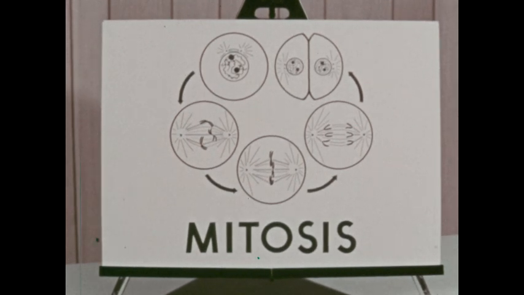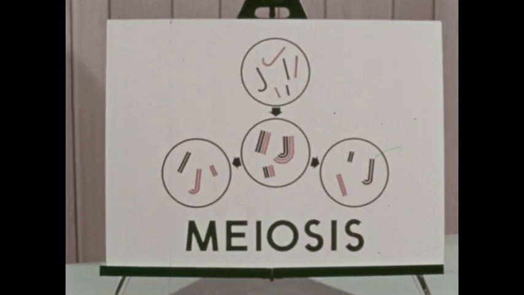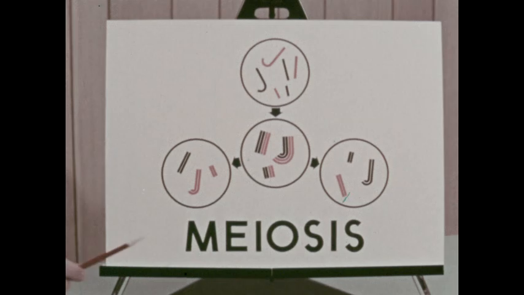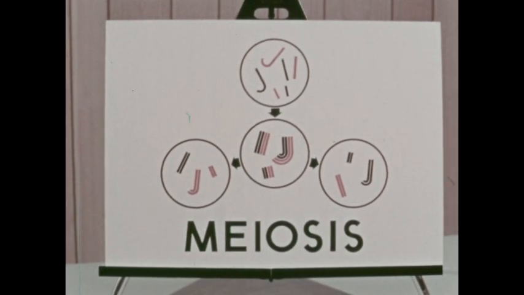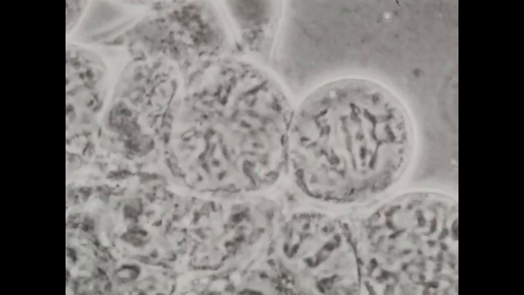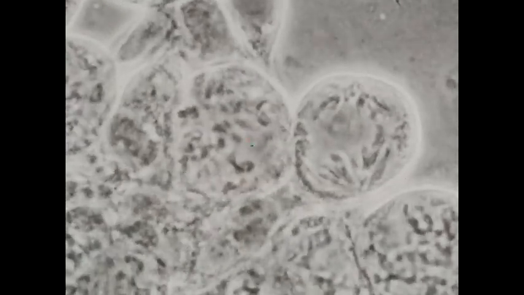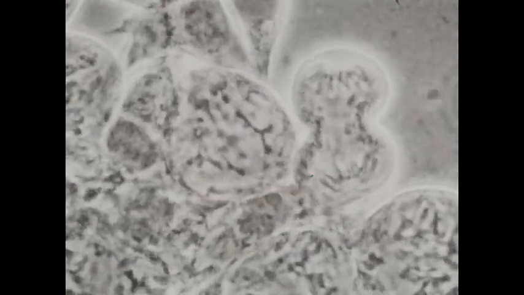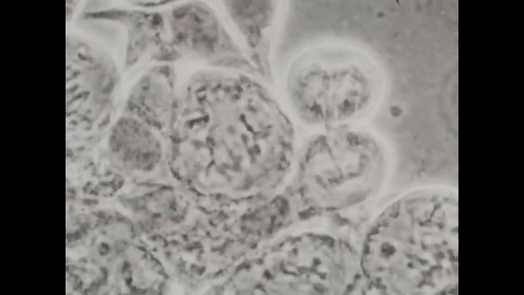Aside from mitosis, certain cells, sex cells, reproduce through a process called meiosis, or reduction division. Meiosis differs from mitosis in that when the sex cells reproduce, only half of the chromosomes present in the parent cell are passed on to each daughter cell. Meiosis occurs in two divisions.